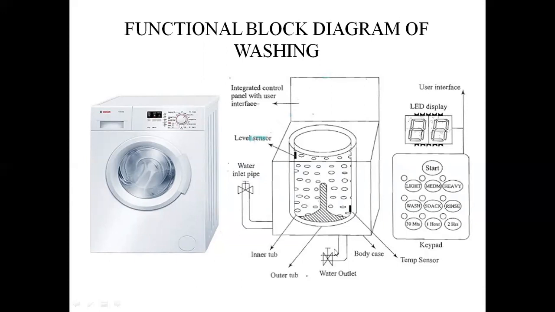So the flow of water into the unit depends upon this water inlet pipe and the water outlet pipe. So the sensor part consists of a water temperature sensor, level sensor, and any other extra sensors. But here we can see only these two, that is the level sensor and the temperature sensor.